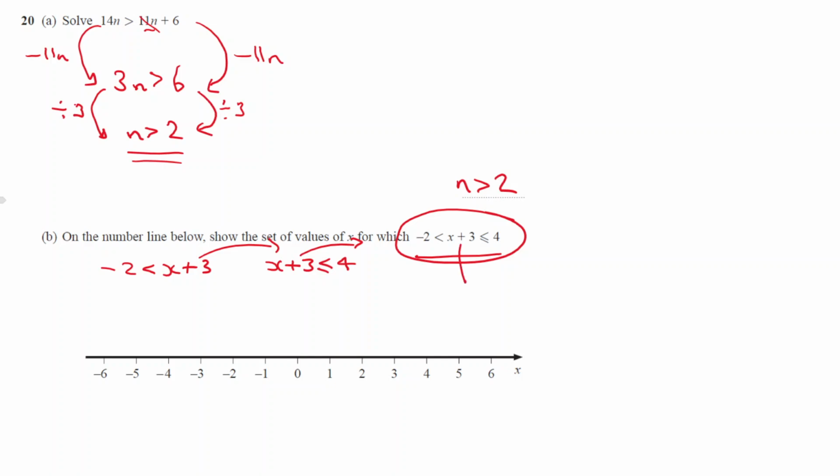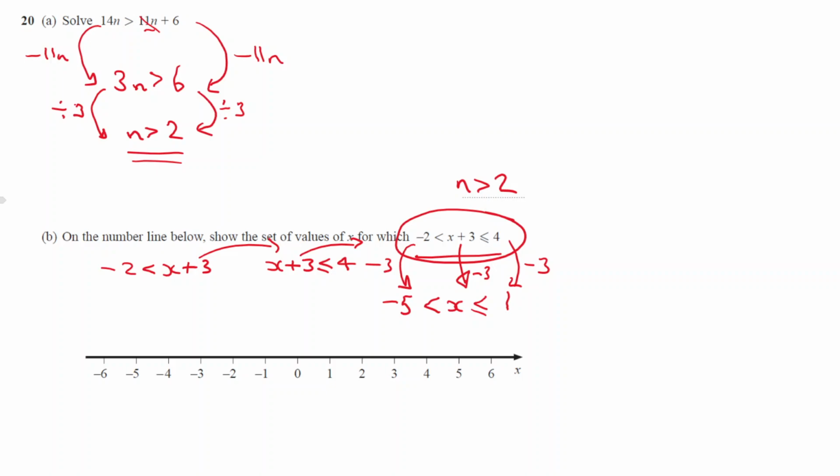So the aim of this is to get x on its own. Now to go from x plus 3 to x, we are subtracting 3. So therefore we need to subtract 3 from the right hand side and the left hand side as well. So subtract 3 from all three parts. -2 subtract 3, be very careful. We're at -2. Taking away 3 will go more negative, i.e. -5. Copy down the inequality symbol, or symbols. And then on the right hand side, 4 subtract 3 is going to be 1.